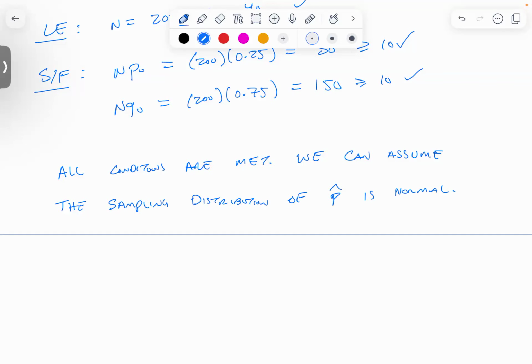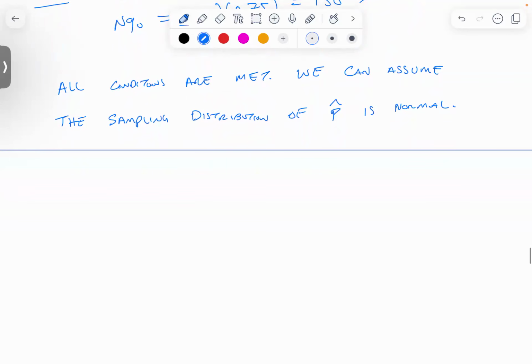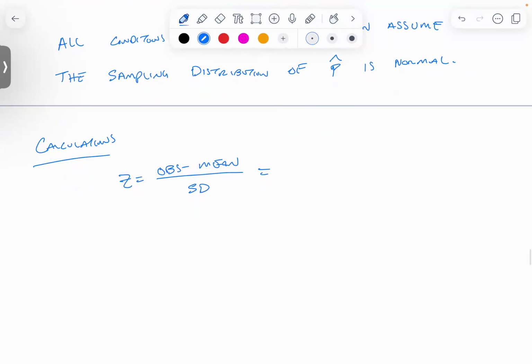So we can assume the sampling distribution of P hat is normal. The calculation is observation minus the mean divided by standard deviation. Again, I don't run through the calculation. StatCrunch is going to handle it. It's going to give me the Z value and the P value that we need for interpretation.